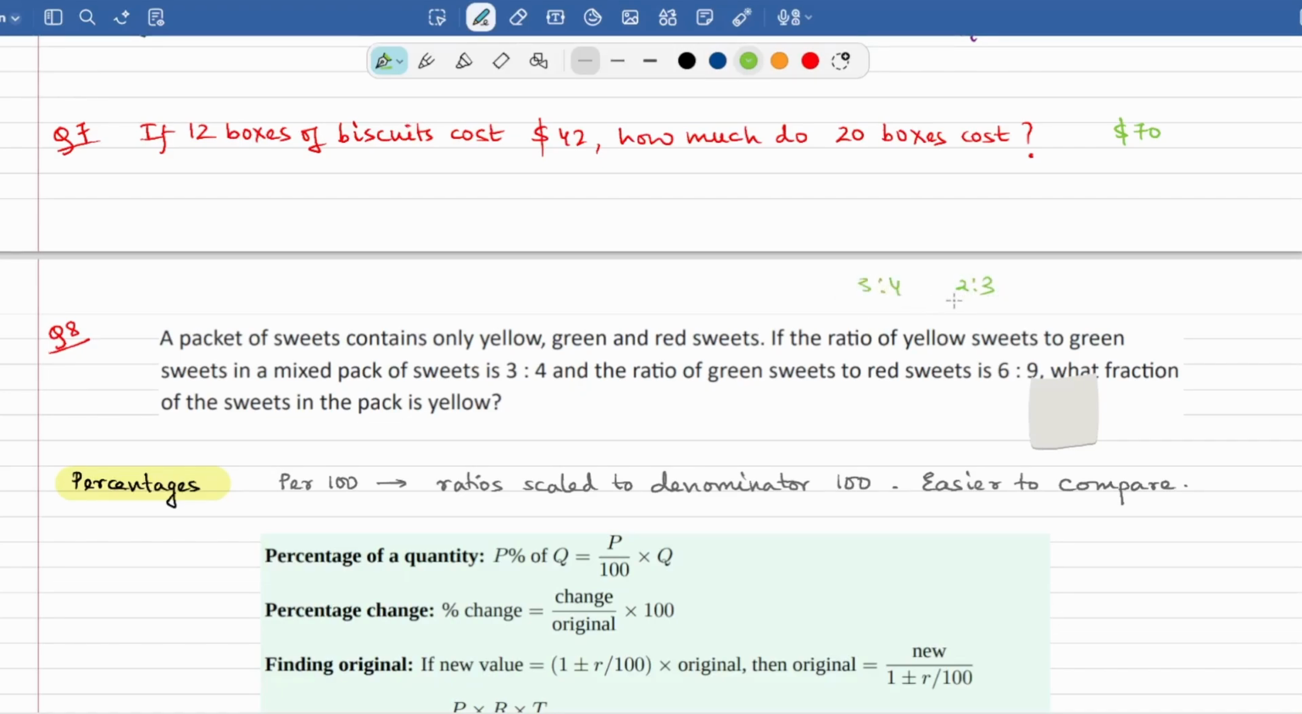How do you join them? You make sure that the inner values are equal. So it would be 3:4 and then 4:6. So now you can join these two together and you will get 3:4:6. That should be the ratio. So this is the ratio of yellow, green, and red. Now the question asks us to figure out the fraction of yellow sweets. So what is the total number of units of sweets? It is 3 plus 4 plus 6, which is 13. And the fraction of yellow sweets would be 3 by 13. Yeah, that's the answer. I hope you understood this one.